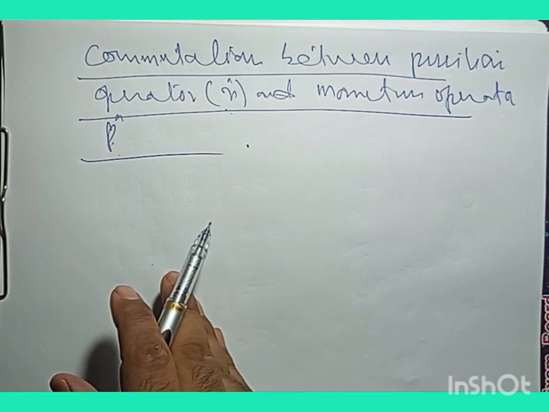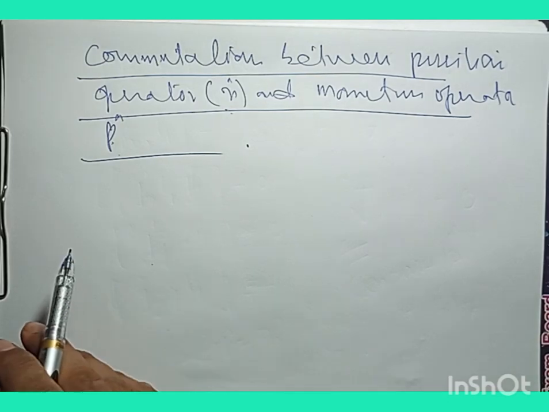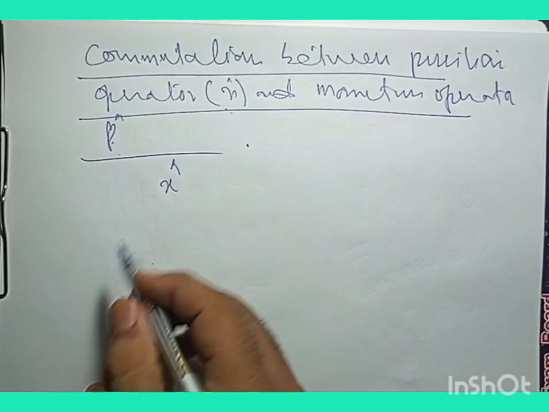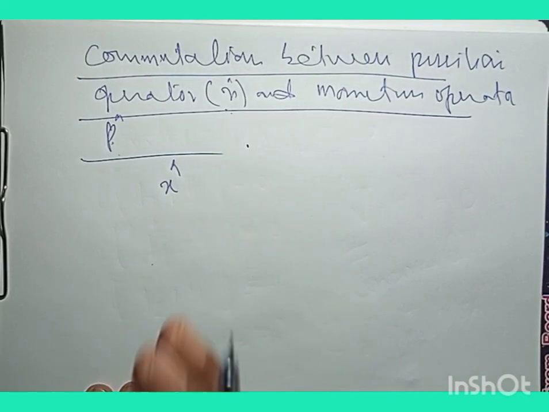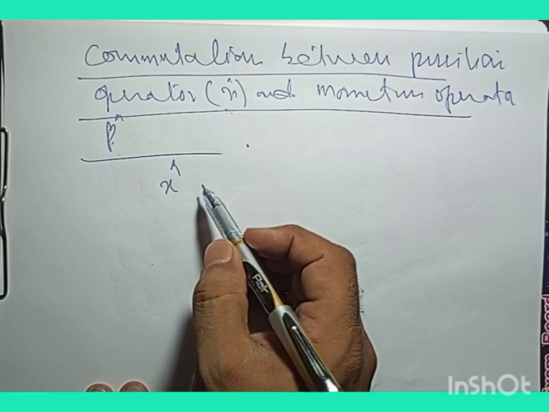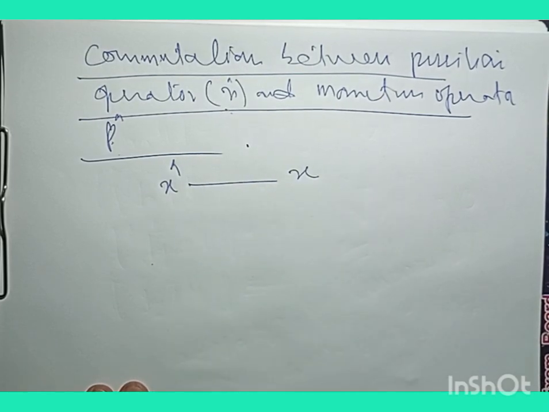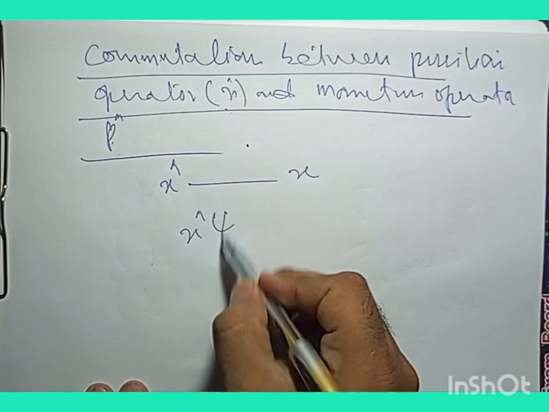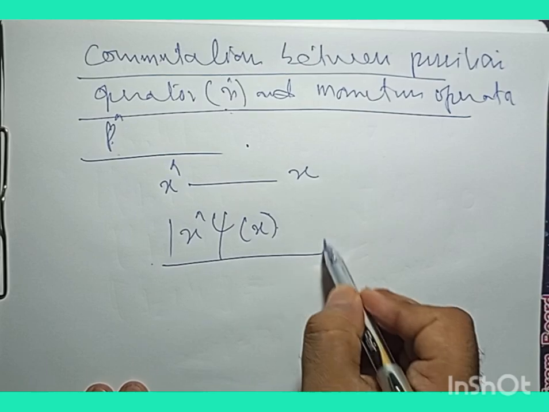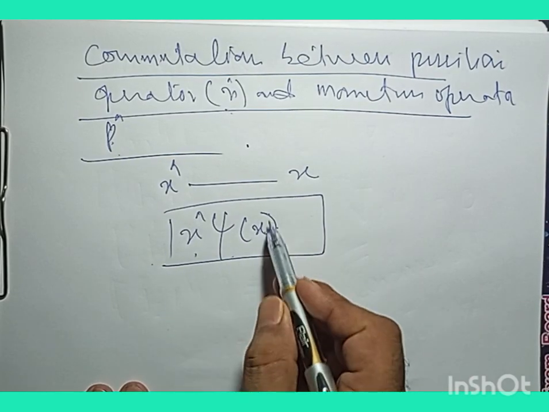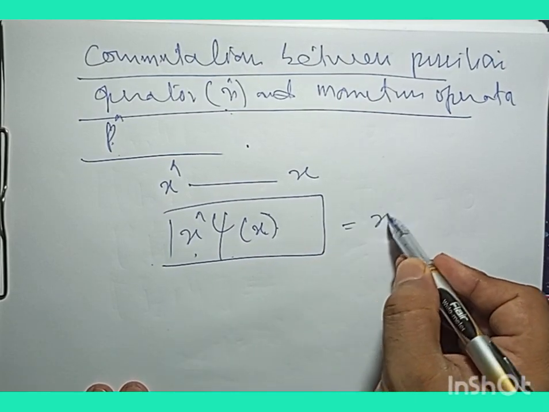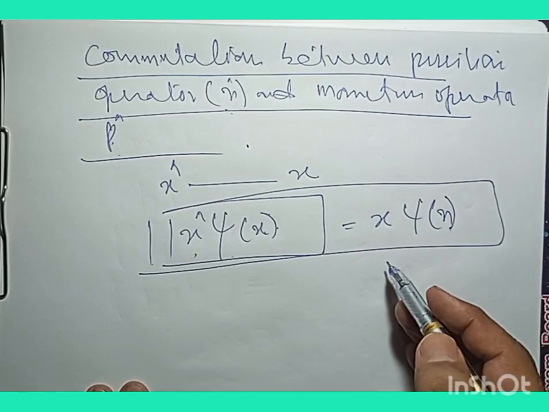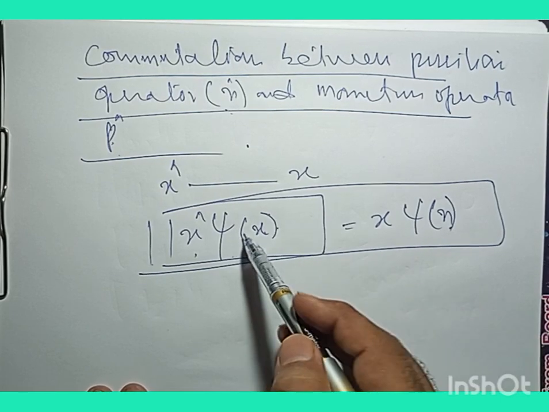But before that, it would be right to start with these operators. Suppose we have a position operator x cap. This position operator x cap acts as a multiplication by x. So if x cap operates on the wave function psi of x, what we obtain is x psi of x. So x will come up as the eigenvalue for the position operator.